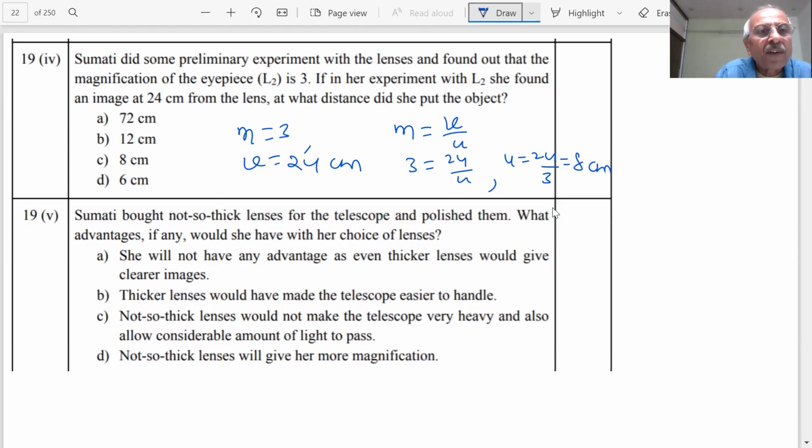So C is the correct answer, student, as you can see, 8 centimeter.